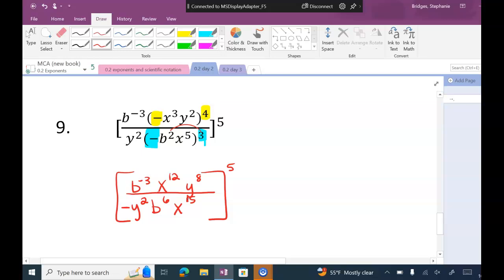Is everybody okay with that? Yes, ma'am. I put the negative in front of the y. Does that make sense? Okay. Because if I put it behind it, it would look like it said y squared minus b. So I just put it in the front.